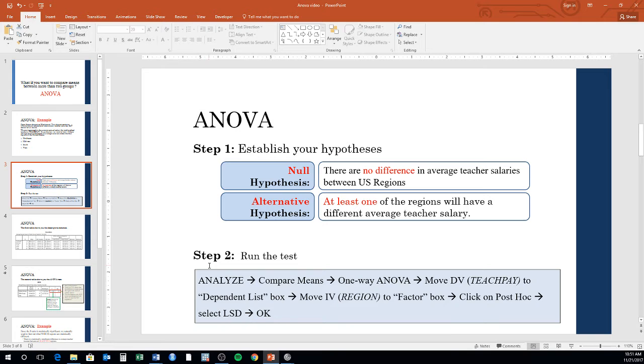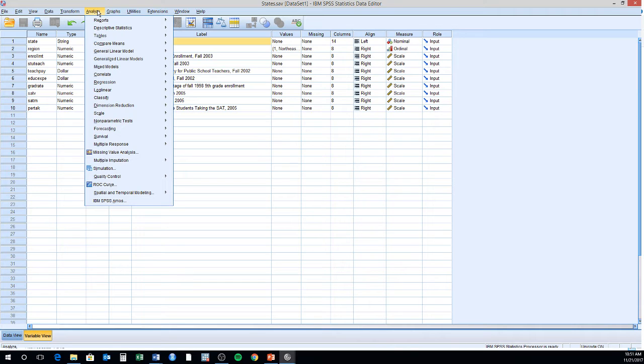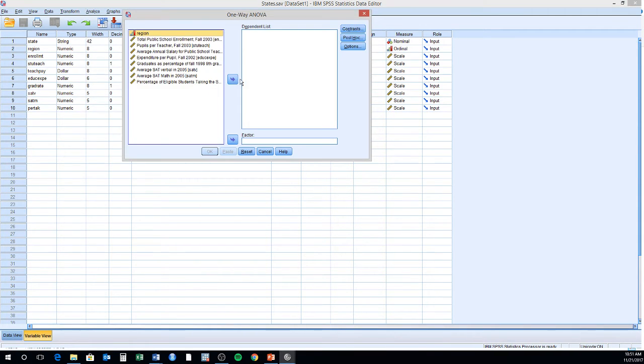Step 2 is running the test. And to run the test, we are going to go to Analyze, Compare Means. There are different types of ANOVAs, but for the purposes of this class, we're always going to be using a one-way ANOVA.